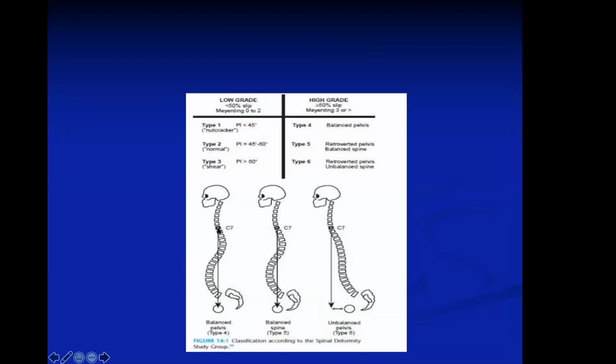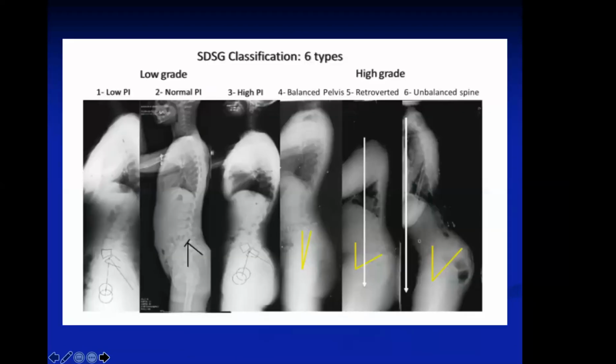So this is a balanced pelvis. Okay, C7 is in the line of the femoral head. Okay, here again C7 is in the line of the femoral head, but because of a vertical sacrum. Okay, this is retroverted and balanced, and here the C7 is going in front of the femoral head. So here it is retroverted but still not balanced. So these are the two situations where you need to do a reduction and fusion.